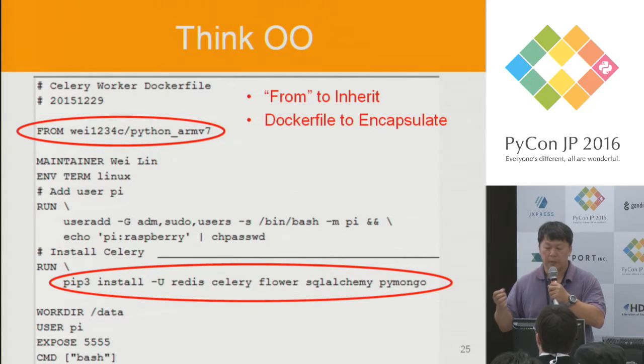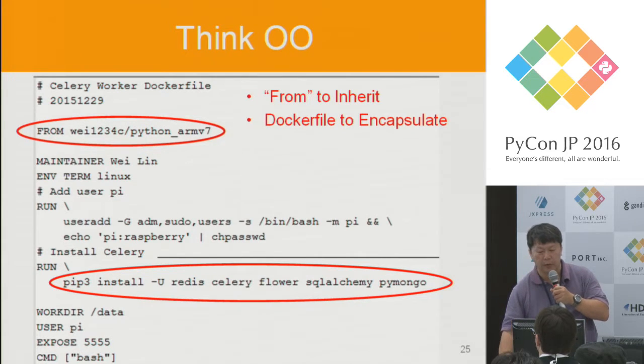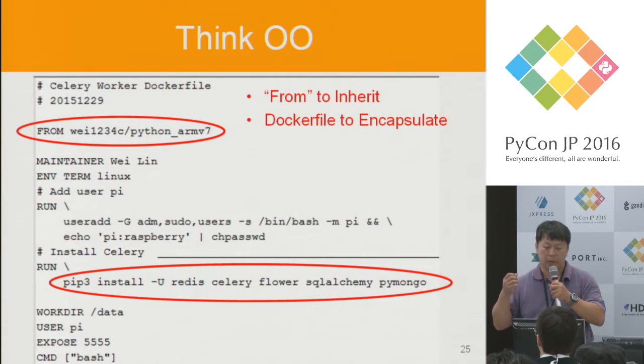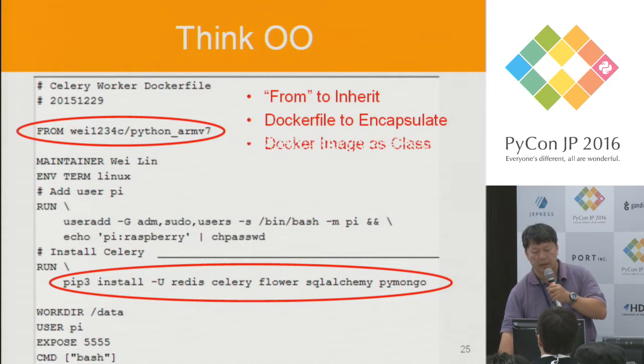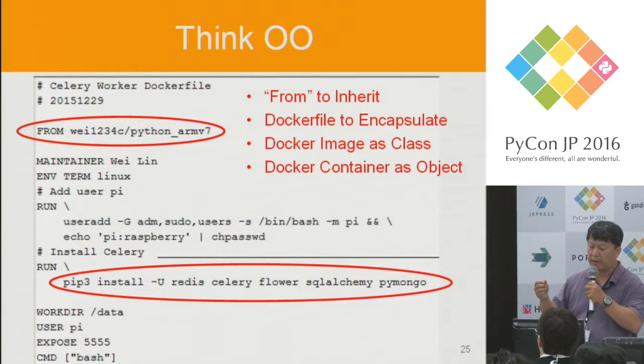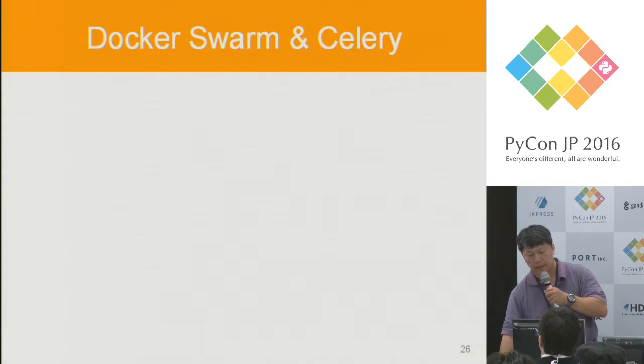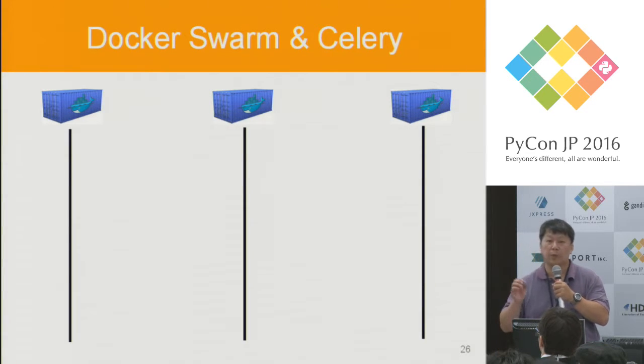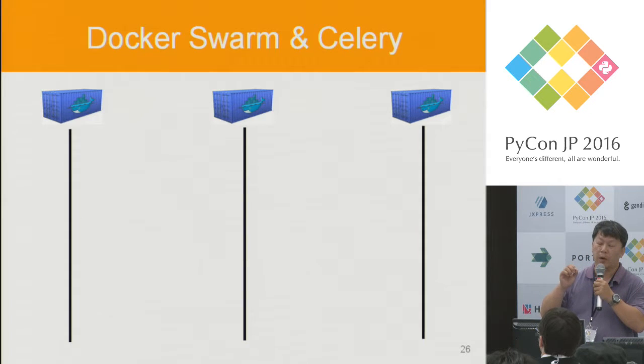What's the point? Because we have this inheritance and encapsulation, we can think of a Docker image built from this Docker file as a class, and we instantiate objects from the class just like we run an image to establish a container. So with Docker Swarm, we can deploy any container we want onto any physical machines in the Docker Swarm cluster.